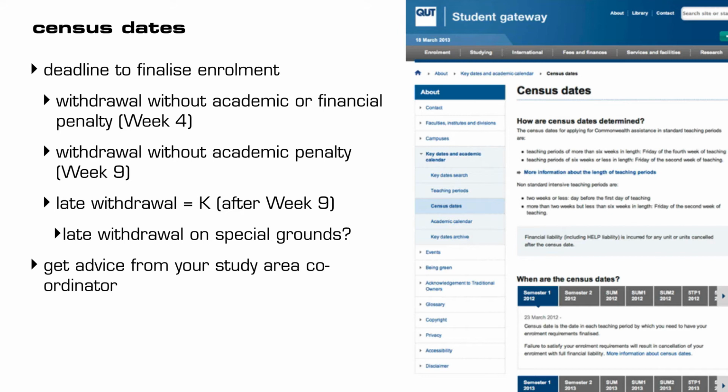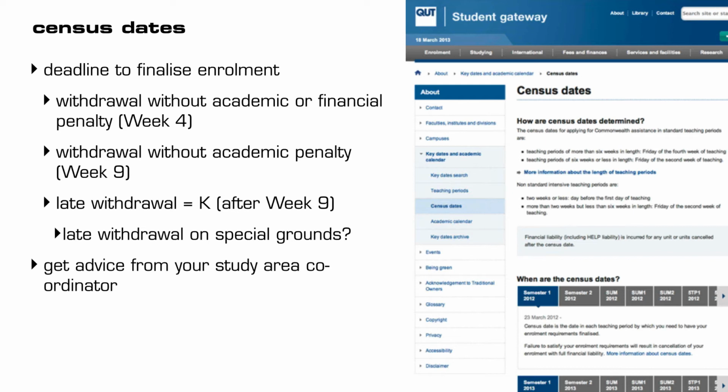Perhaps more importantly, you will also avoid a financial penalty. And what this means is the federal government won't ask you to pay for the unit. That's pretty important, isn't it? So if you withdraw before census date in week 4, you don't have to pay for it and you don't record a fail.